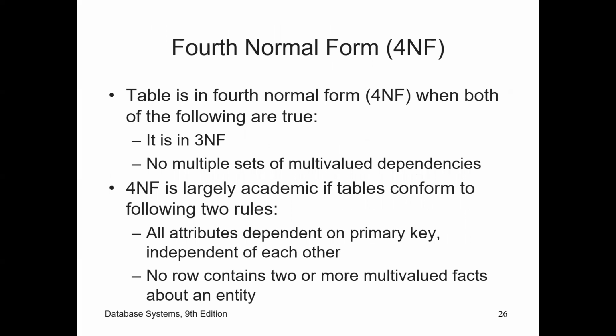A table is in fourth normal form when both of the following are true. It is in the third normal form and no multiple sets of multi-valued dependencies are present. Fourth normal form is largely academic if tables conform to the following two rules. All attributes dependent on the primary key are independent of each other. No row contains two or more multi-valued facts about an entity.